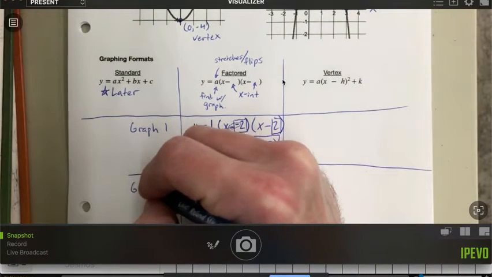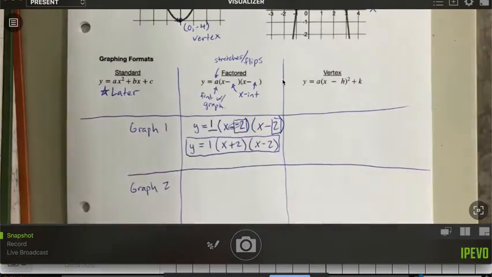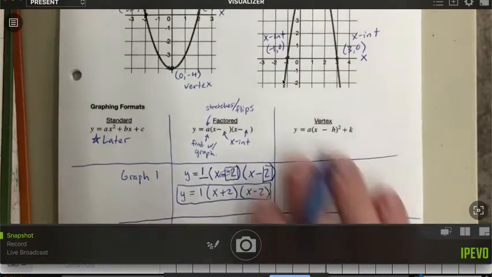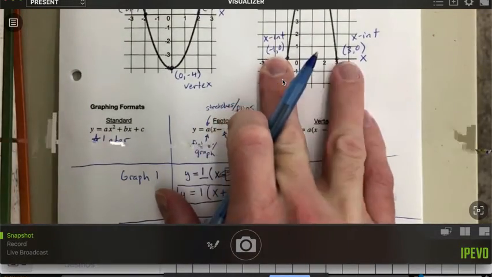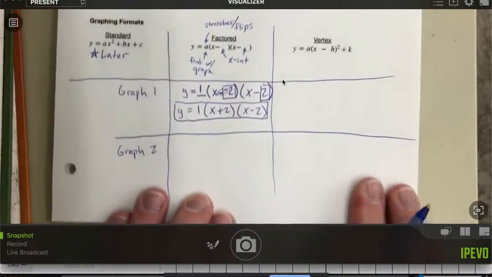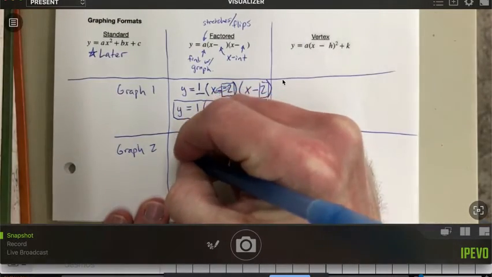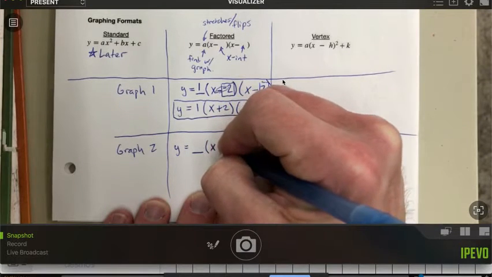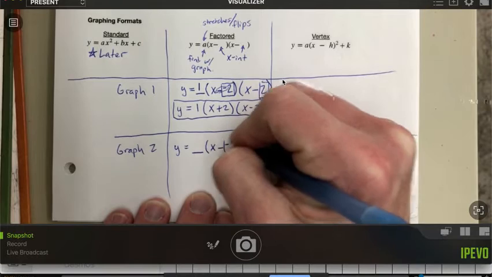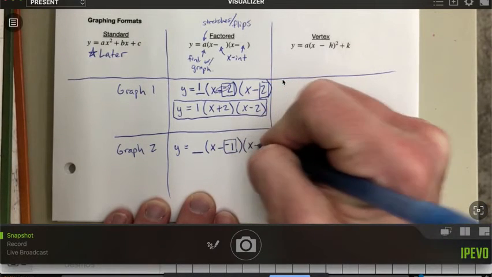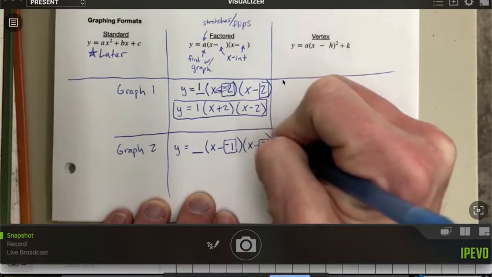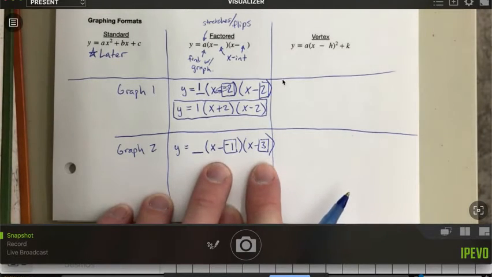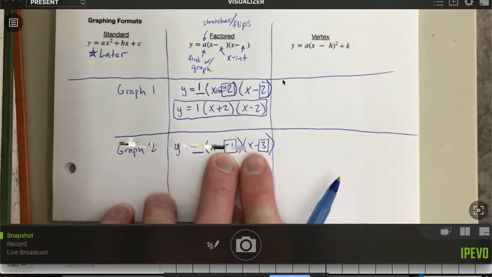Let's now take a look at factored form for graph 2. Same idea, notice how -1 and +3 are my x-intercepts. I'm still going to leave that blank for A, don't know what it is. But I have -1 as one x-intercept, and I have +3 as another x-intercept. So I'll have x minus -1, and I'll have x minus 3.